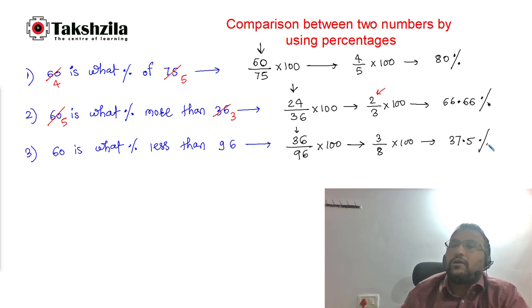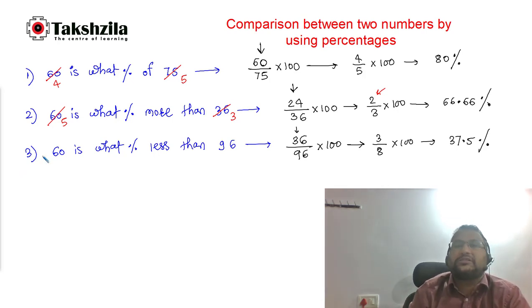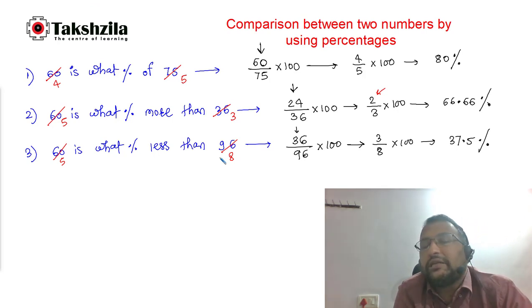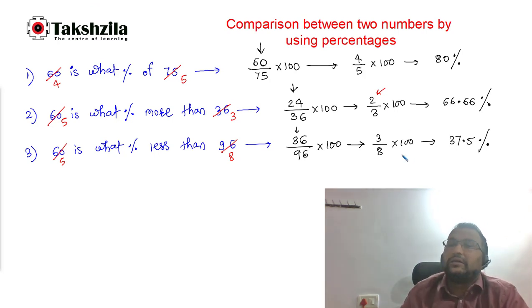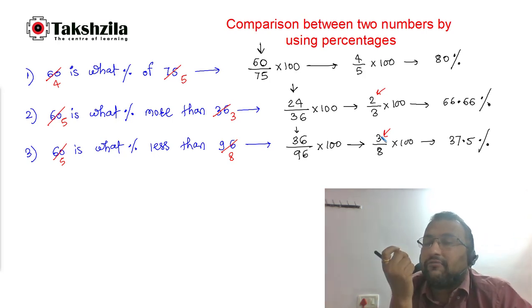Now you need to train yourself such that you do not need to write all this. 60 and 96. What is the ratio of 60 and 96? 12 into 5 and 12 into 8. So 5 is what percent less than 8? 5 is 3 less than 8. 3 divided by 8. That is nothing but 37.5%.